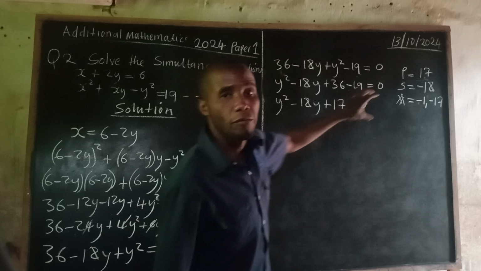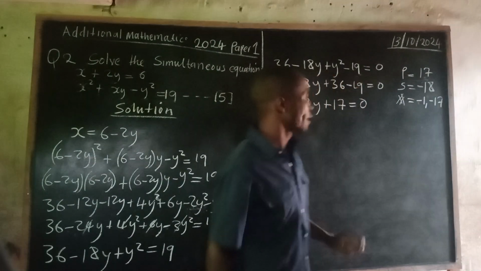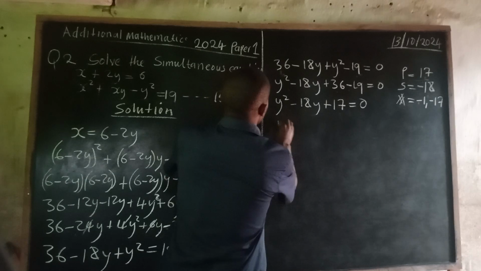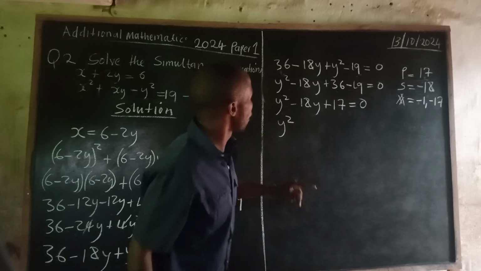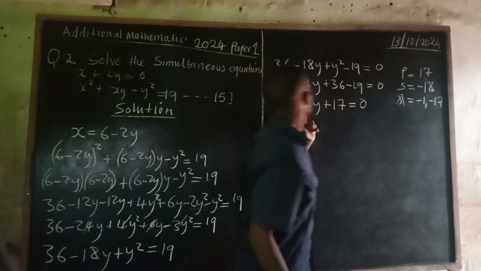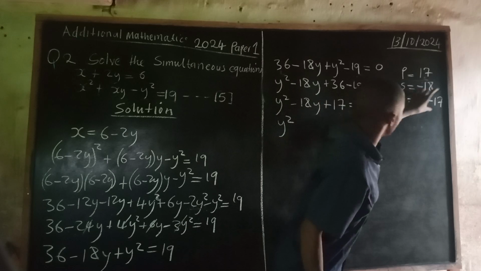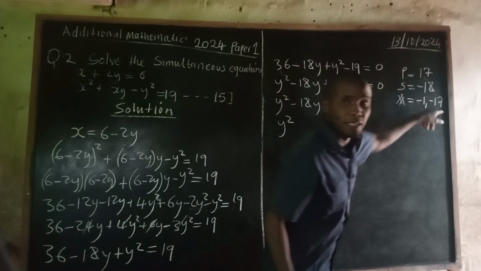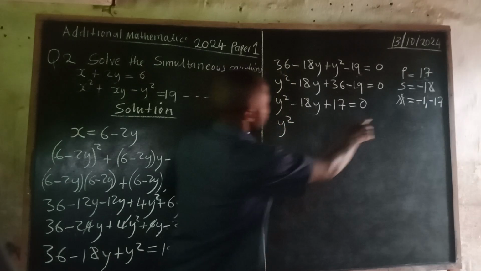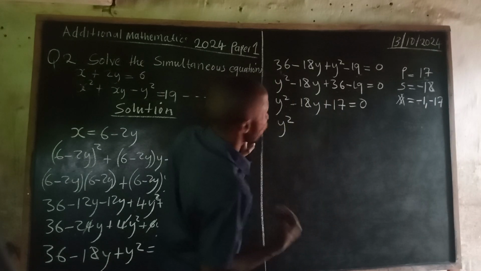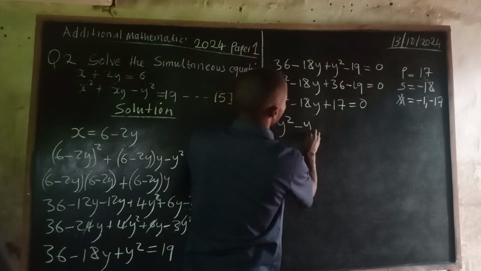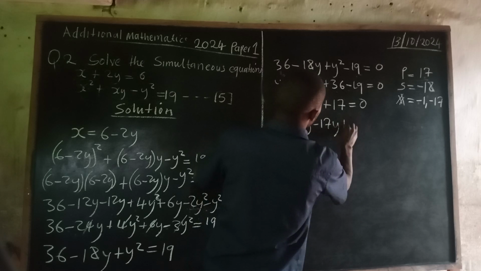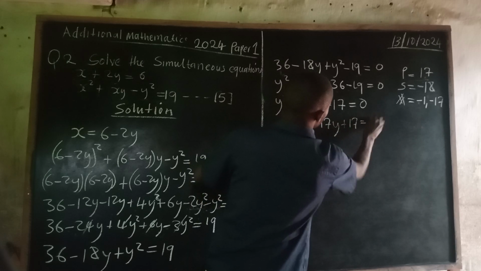So now that we have the factors in place, we can proceed. We are going to say y squared. Now, for this term, we substitute the negative 18y by these two factors that we have. The first one is negative 1, which is negative y. Then minus 17y, then plus 17 equals 0.